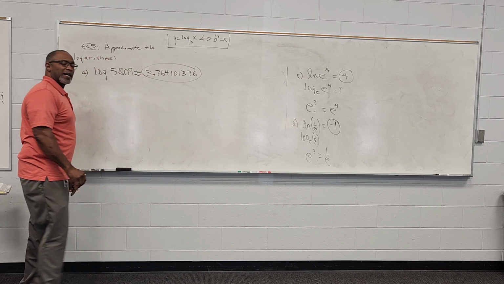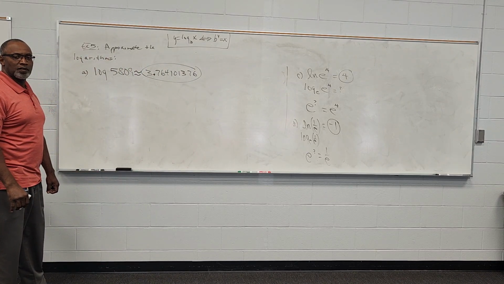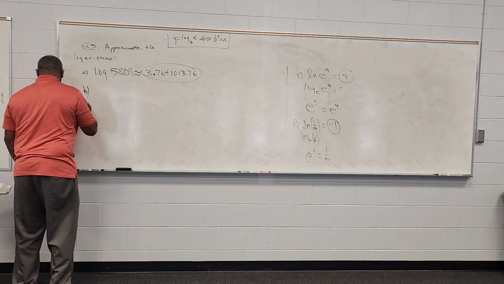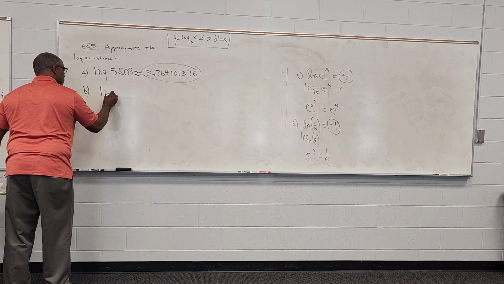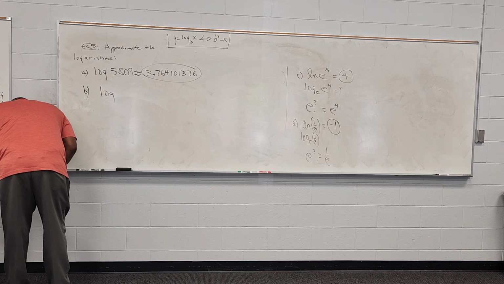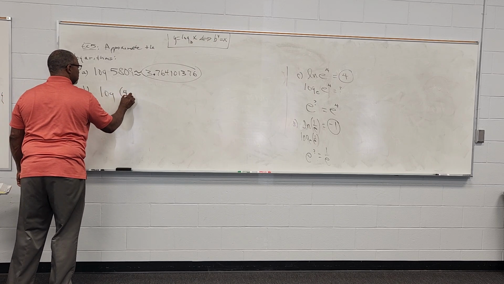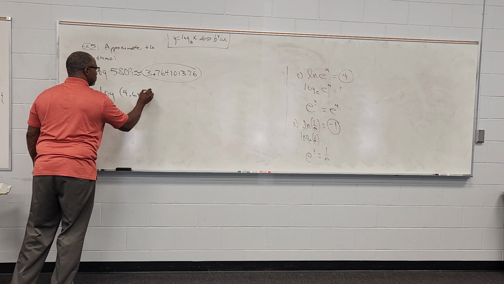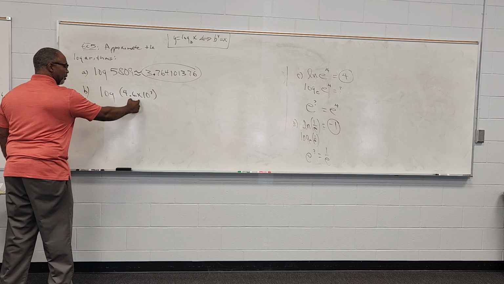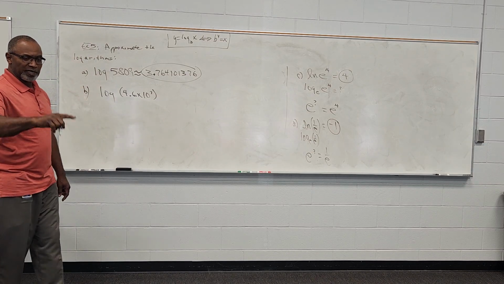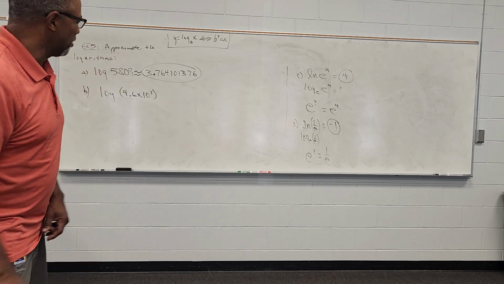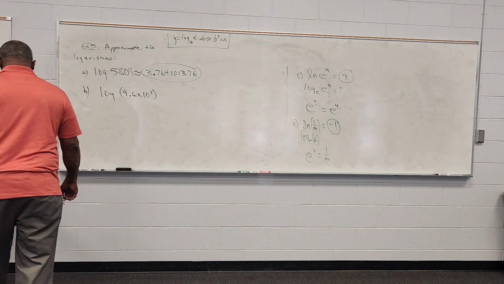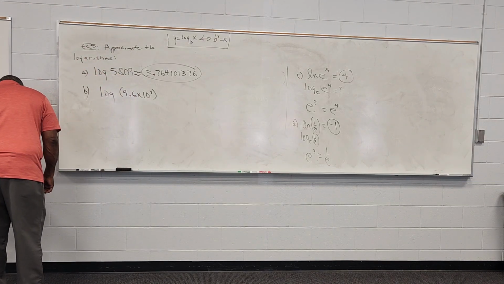So you're going to have to use a calculator to approximate a lot of these things. You won't be able to do them without your calculator. B says log of 4.6 times 10 to the 7th. All that means is 4.6 times a 1 with 7 zeros. I think that's 46 million maybe?